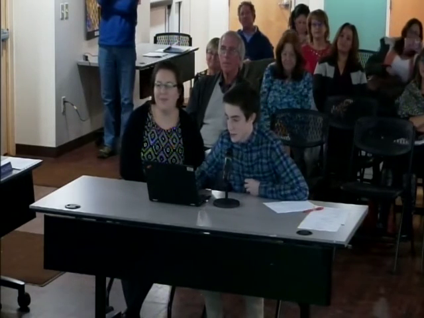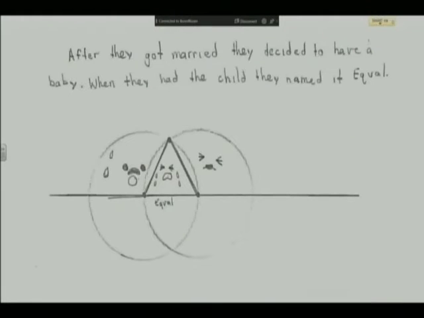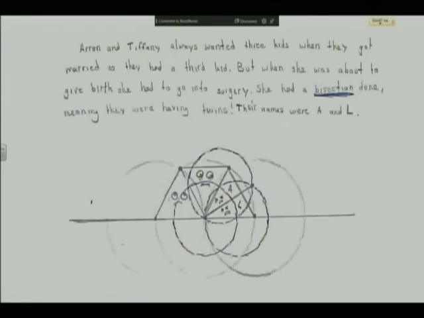Once upon a time, there were two circles, Aaron and Tiffany, who were getting married. After they got married, they decided to have a baby. When they had the child, they named it Equal. A couple of years later, Aaron and Tiffany had another child named Ladder. They always wanted 3 kids, so they had a third kid. But when she was about to give birth, she had to go into surgery. She had a bisection done, meaning they were having twins. Their names were A and L.